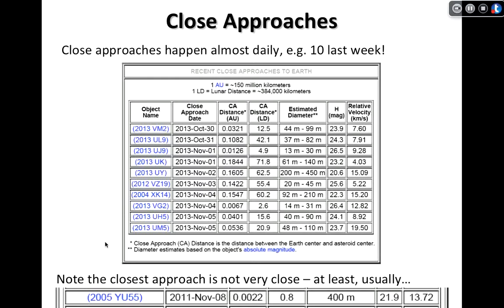The interesting exception to this was 2 years ago we did this talk. It was the first run through. And it was actually my birthday 2 years ago. There was a 400-meter diameter object that came within one lunar distance of the Earth. And this doesn't happen very often. This was quite exciting.